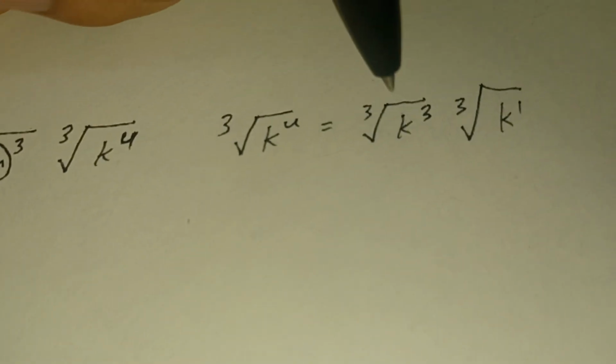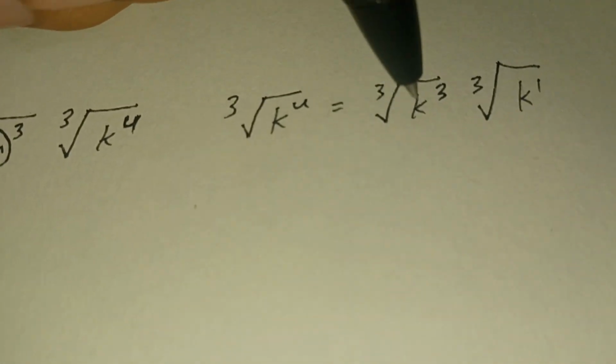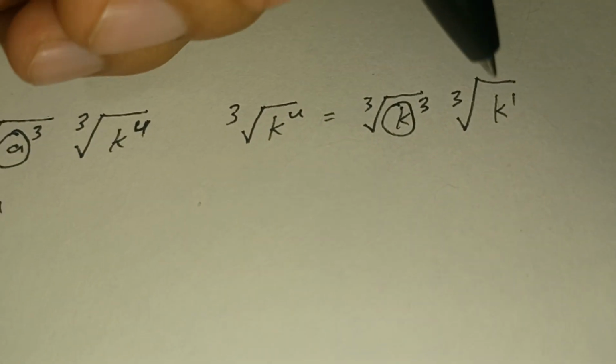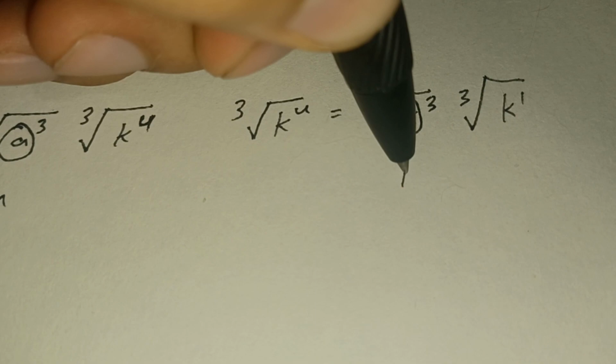And then we see here that this is odd, so this is going to equal the value inside of the cube root, and it's going to be k.